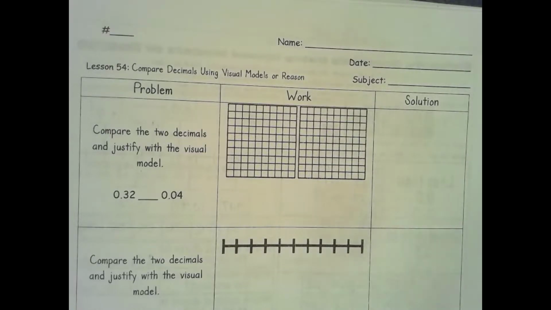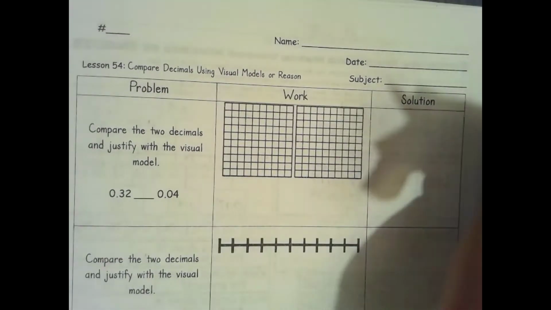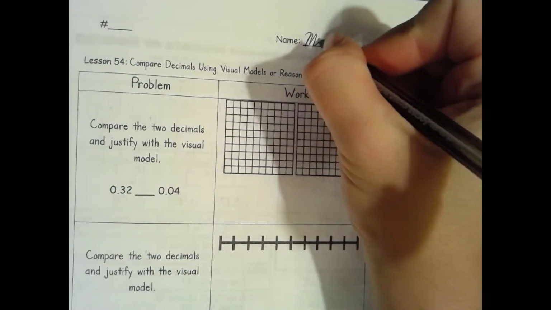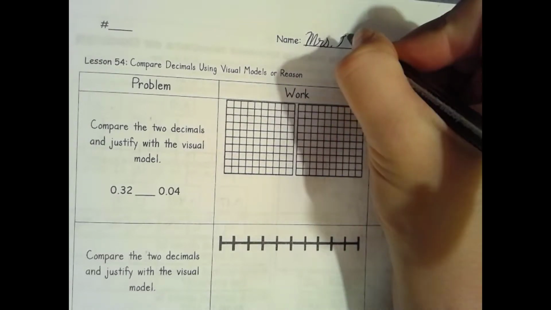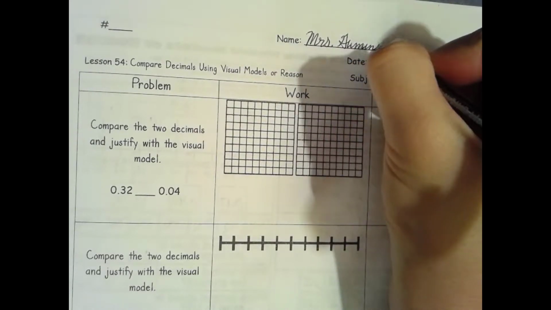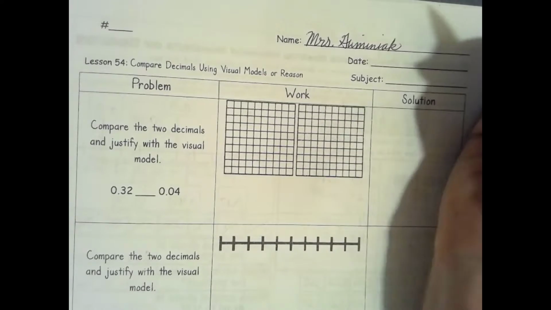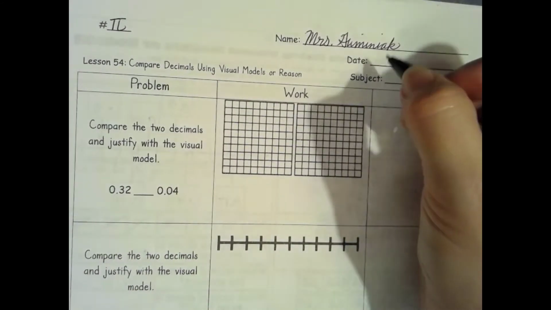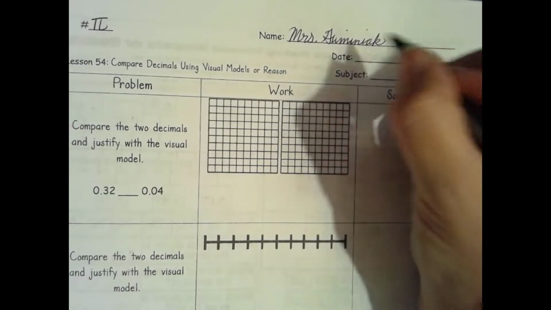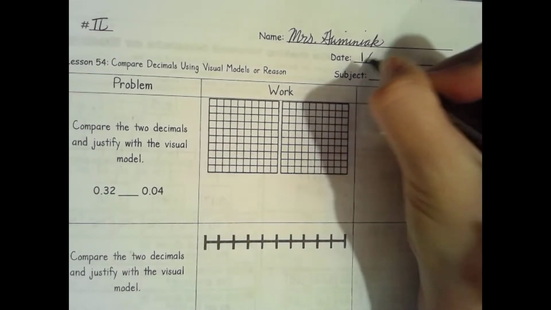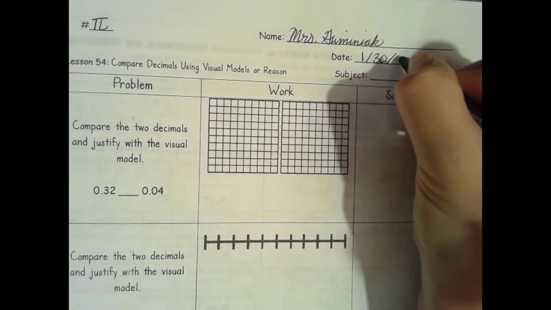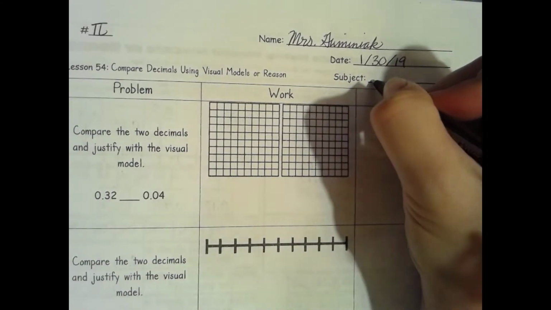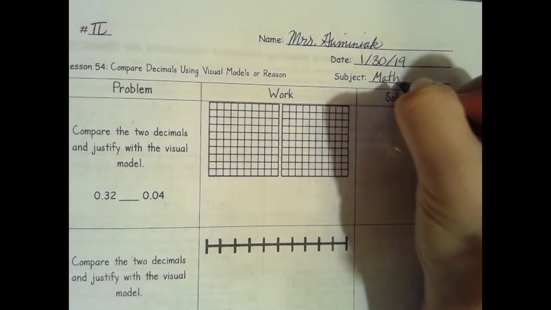Alright, so we're on to our 3-column notes for lesson 54, so that's part 2. First thing we need to do is put on our heading: our name, number, date, first and last in cursive. Put your number, today's date. Remember to write the date that you're actually working on these notes, not necessarily the date I'm writing, but you do need to put a date. And this is math.